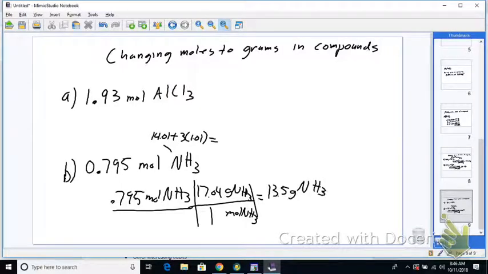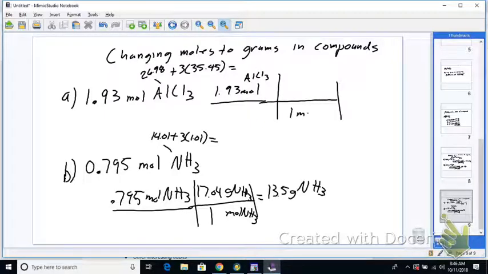Okay, if you did this first one, it would be aluminum's 26.98 plus 3 times 35.45. And then you get your weight, it's like 133.33. So 1.93 moles of AlCl3. Down here you go 1 mole of AlCl3, and you said it was 133.33. Okay, and then you would go ahead and get your answer for that.